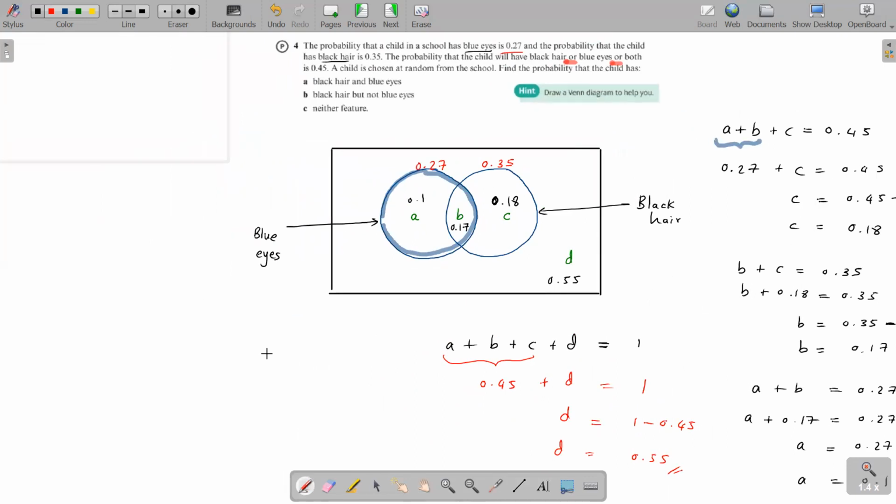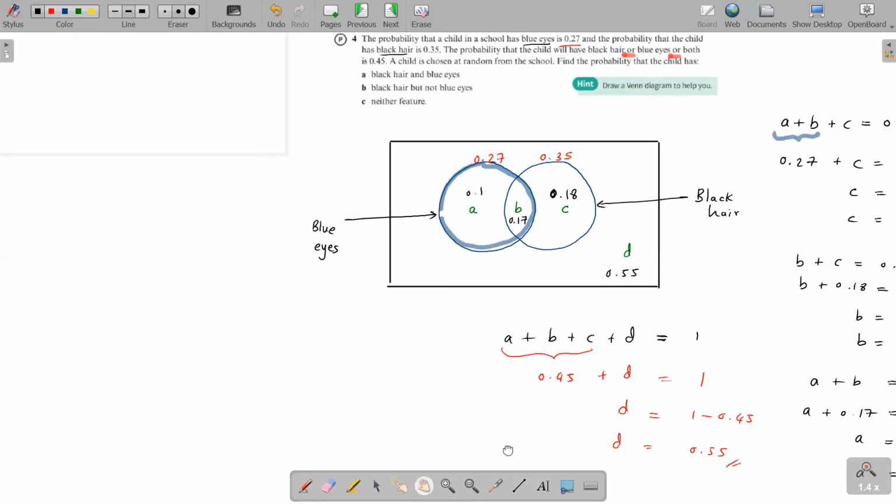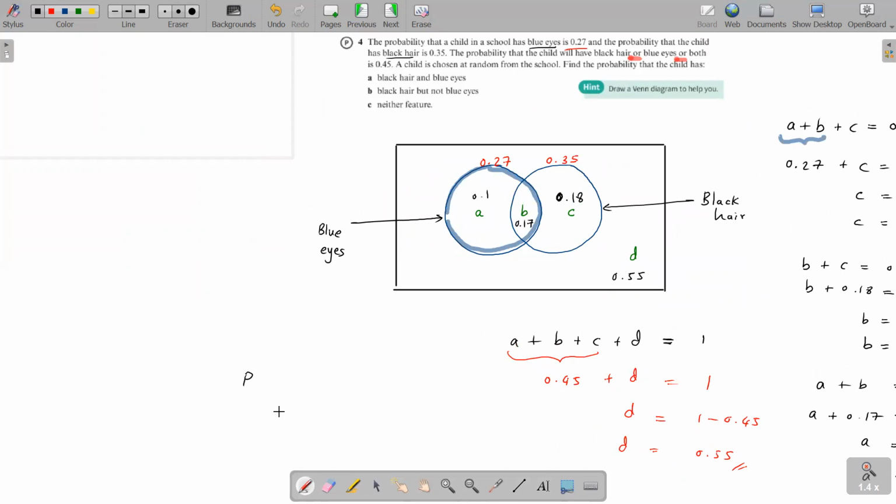Okay. So part A, they are asking the probability of black hair and blue eyes. So what's the probability of having both black hair and blue eyes? It's an and, okay? Can you see? The operator is an and. It means we need to have both the conditions satisfied at once. So you need to have black hair and blue eyes. And means both need to be there at the same time. So that is satisfied in region B, because region B is where you have the intersection. So the people in region B have both black hair and blue eyes. So that is 0.17.